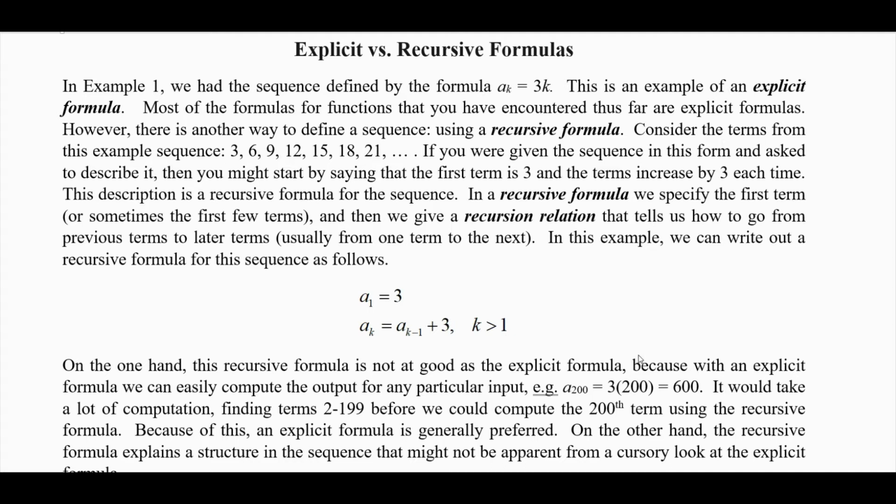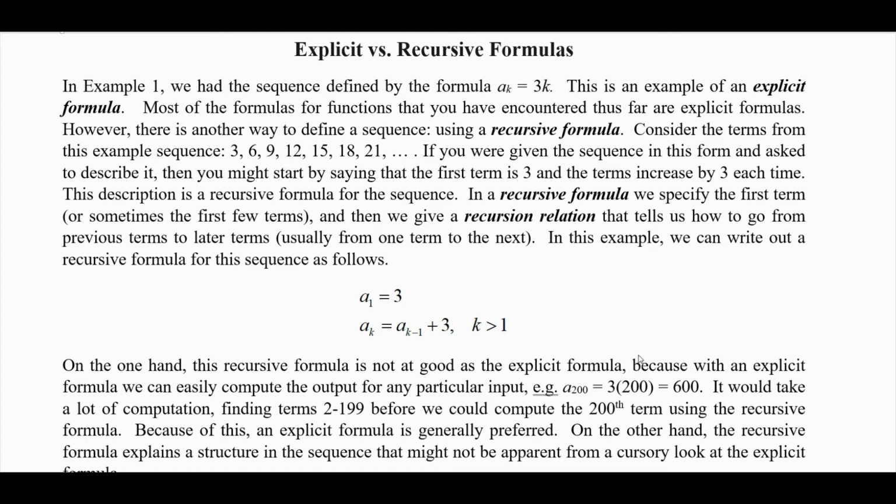Consider the terms from the example sequence 3, 6, 9, 12, 15, 18, 21, and so forth. If you were given this sequence in this form and asked to describe it, then you might start by saying that the first term is 3 and the terms increase by 3 each time. You add 3 to the previous term to get the next term. This description is a recursive formula for the sequence.